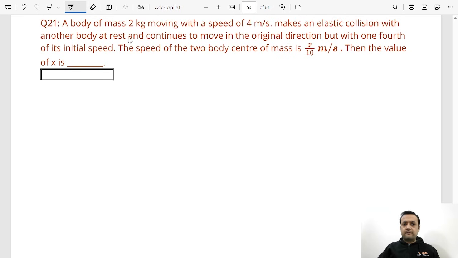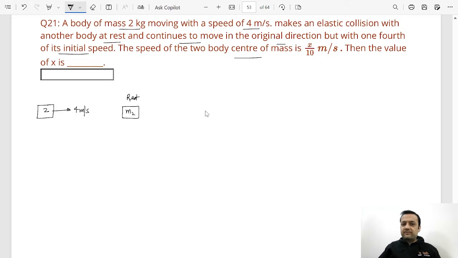Then a body of mass 2 kg moving with the speed 4 makes an elastic collision with another body at rest, continues to move in the original direction but with a speed 1/4 of the initial speed. So we have to find the center of mass speed. Let's understand what is happening. Let's say this is an object of mass 2 kg. It was moving at the speed of 4 meter per second. There's another body, let's say its mass is m2, and it was at rest.